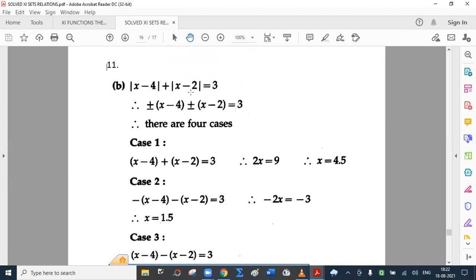Okay. Now 4.5 minus 2 is what? 2.5. What is modulus of 2.5? 2.5. 0.5 plus 2.5 is nothing but 3. Okay. So similarly, we can verify second part also.